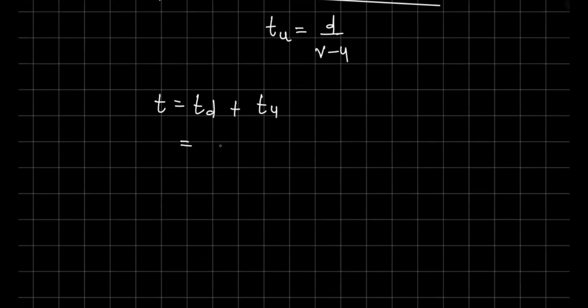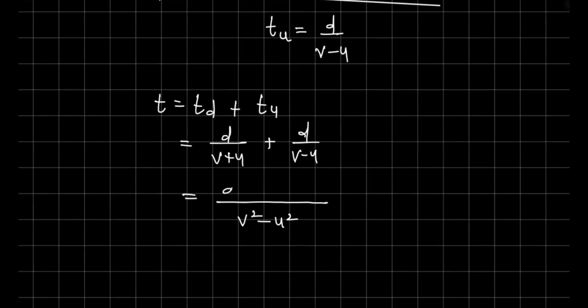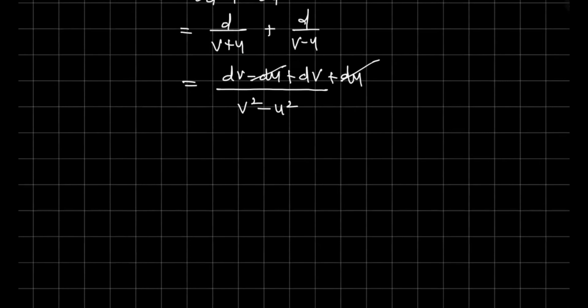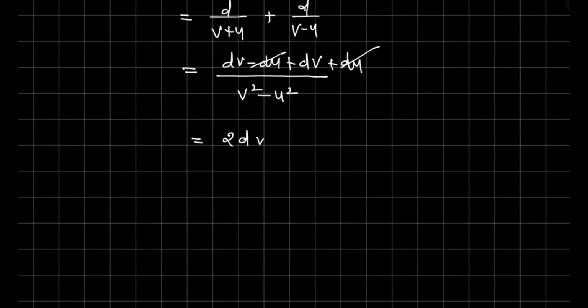So I can clearly say, see here, it's going to be d upon v plus u plus d upon v minus u. Now we'll take the LCM. We'll get v square minus u square. And at the top, when we multiply d with v minus u, we get dv minus du plus dv plus du. du and du are going to cancel out. What are you going to get? You will get 2dv by v square minus u square.